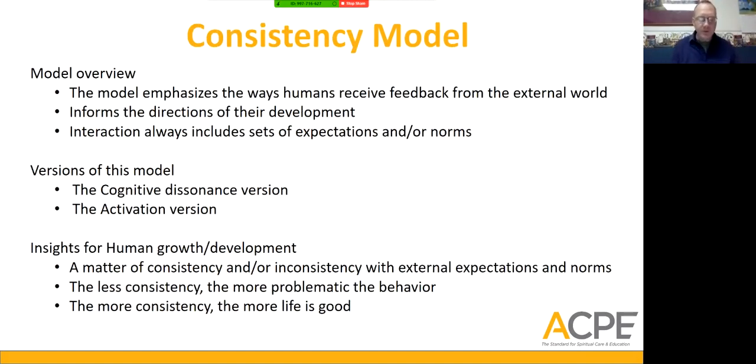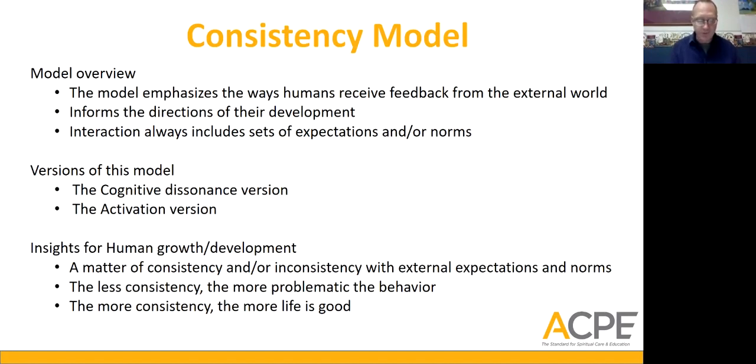The consistency model. The consistency model pays little attention to the fundamental forces in the human formation of personality. Instead, the model emphasizes ways humans receive feedback from the external world that informs the direction of their development. Interaction always includes sets of expectations or norms. Interactions between the individual and the world around them tend to confirm or disconfirm the external expectations and norms for the person. Whenever the individual's process is consistent with expectations and norms, life is good for the individual. Should there be inconsistency between the individual's function and the expectations and norms, the individual experiences pressure to make adjustments toward consistency. This model understands human life as an attempt to maintain consistency between self and external expectations and norms.